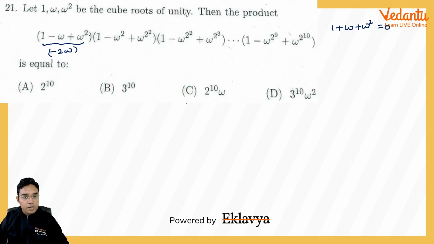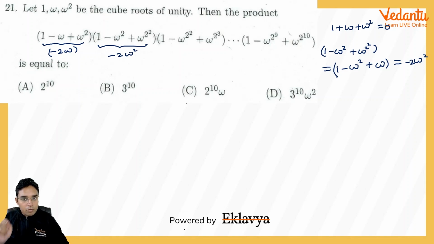Okay, now there is one more thing. Here they are increasing the power of 2. Like here it is 1 minus omega plus omega square. And how much will it be? Please understand, 1 minus omega square plus omega power 4, which I can write as omega, and this will become minus 2 omega square. So this one will be minus 2 omega square.